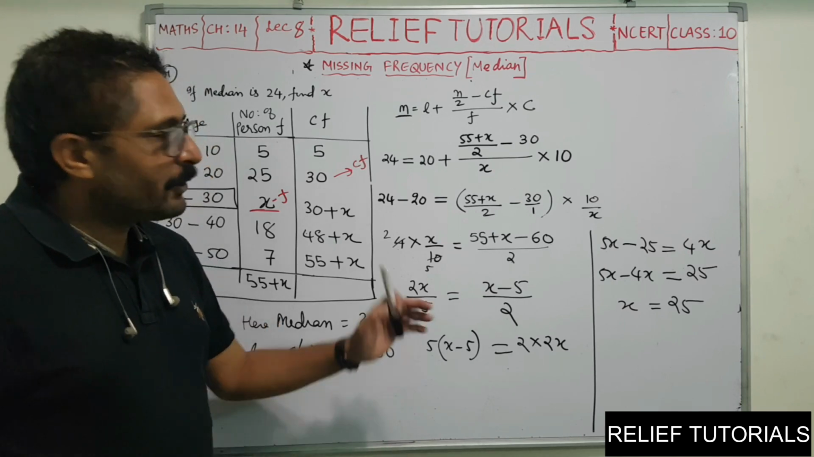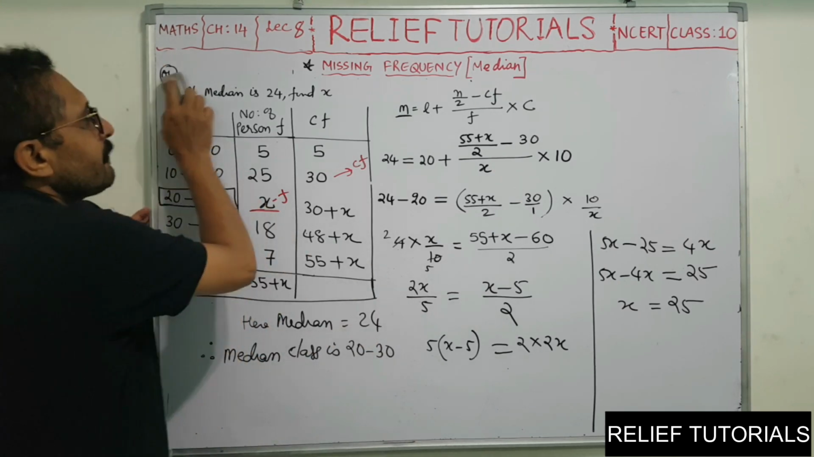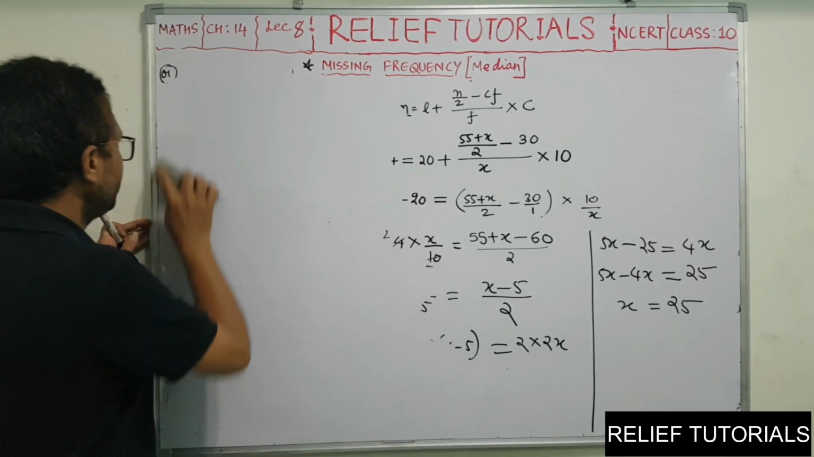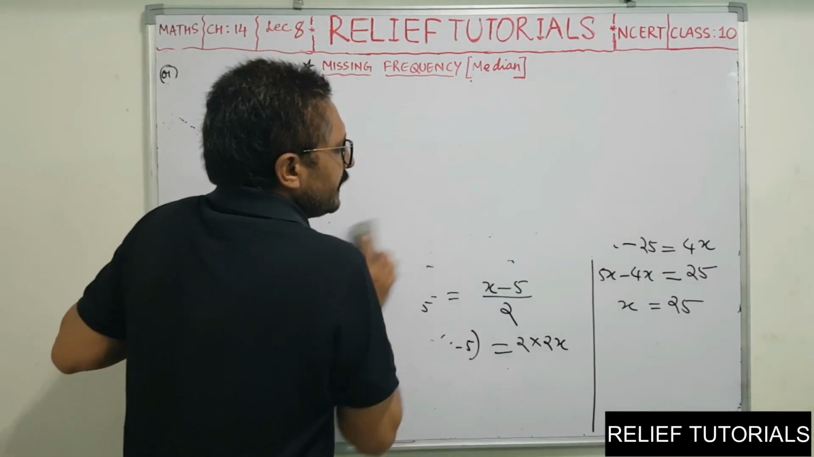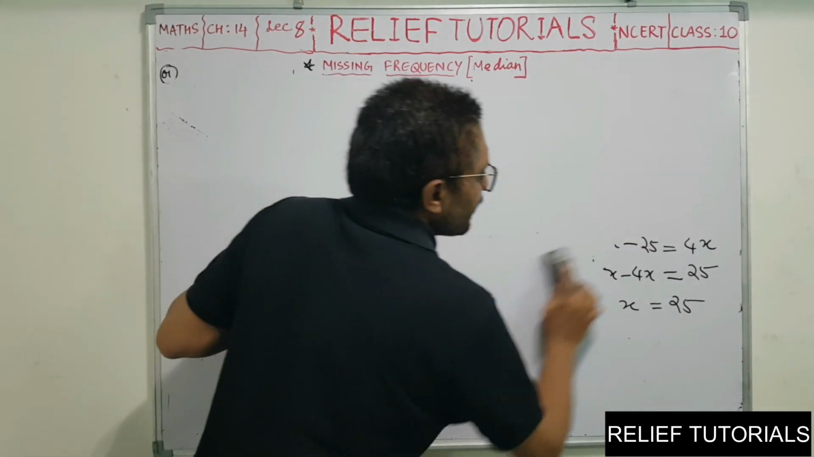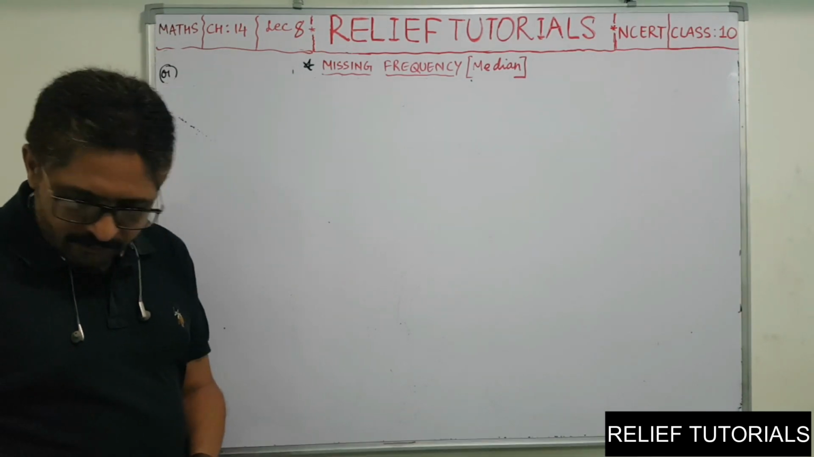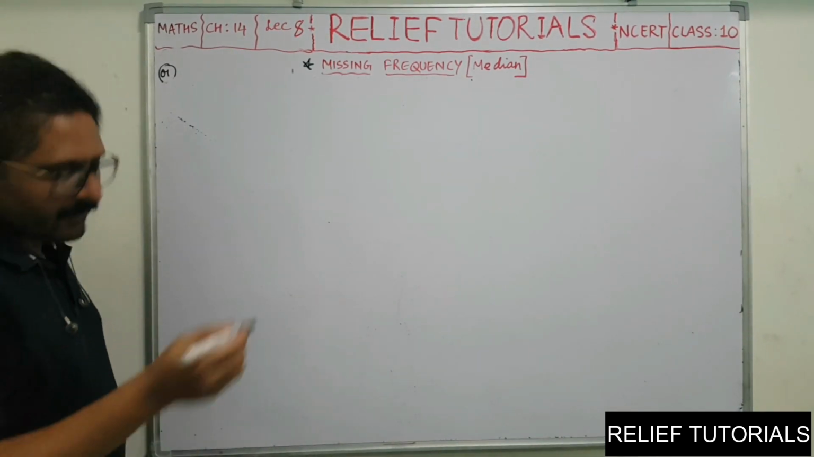Okay, so I am going to rub this. We will find one more problem, when two missing frequencies are given. How many? Two missing frequencies are given. Here only one missing frequency was given, so only one piece of information was given. Now two missing frequencies. Now see, we will find.